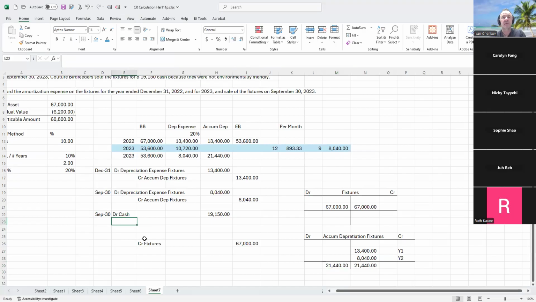So then we're going to debit accumulated depreciation, fixtures, for 21,440. Am I in balance? No. How much am I missing? I'm missing quite a lot, right? On which side? On the debit side or credit side? Debit side. If I'm missing on the debit side, what's that for me?